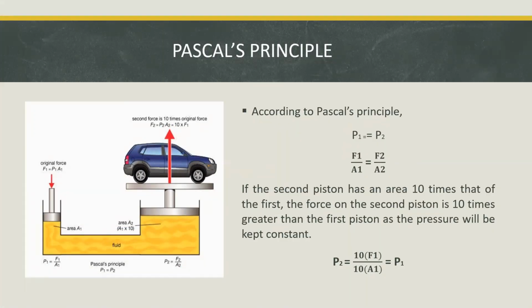If the second piston has an area 10 times that of the first, the force on the second piston is 10 times greater than on the first piston, as the pressure will be kept constant, which we can show by the formula below. P2 equals 10F1 over 10A1, which will be equal to F1 over A1, which is P1 also.